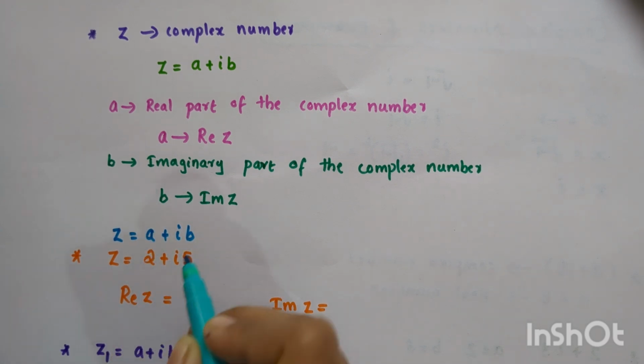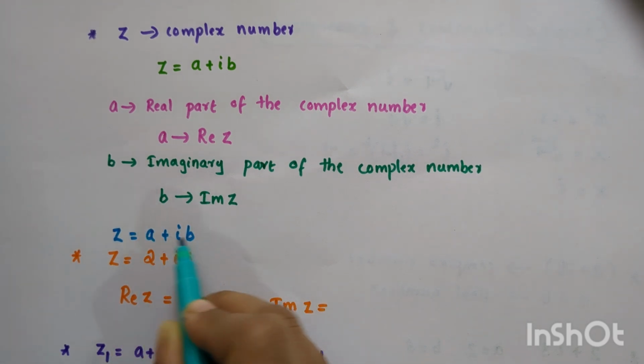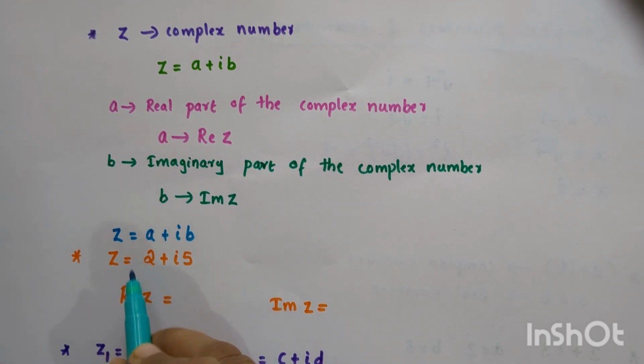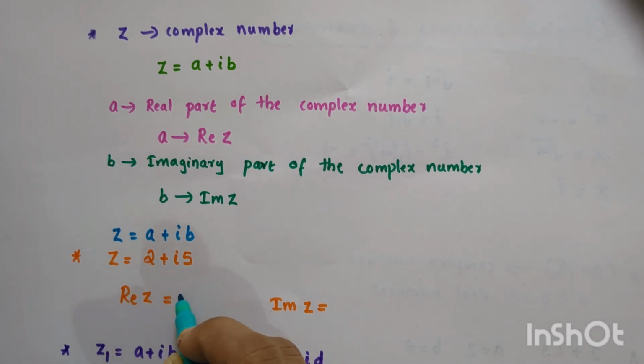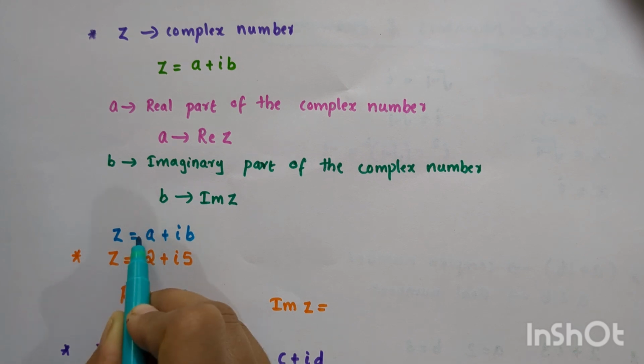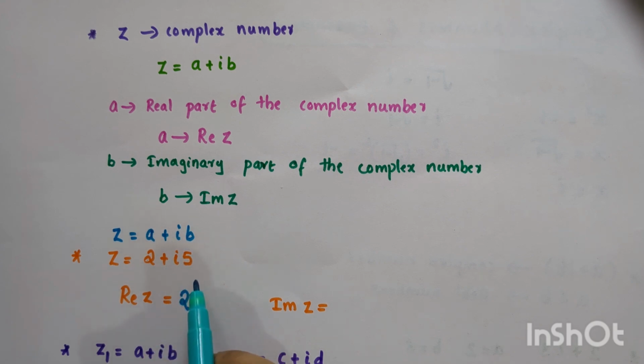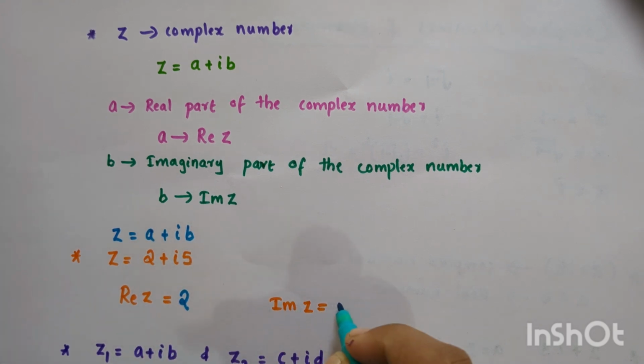Here a is equal to 2, b is equal to 5. They are real numbers. So this is a complex number. Here the real part of the complex number is equal to 2, because a is called the real part of the complex number. And this b, which is with the term i, is called the imaginary part of the complex number. So here the imaginary part of the complex number is 5.